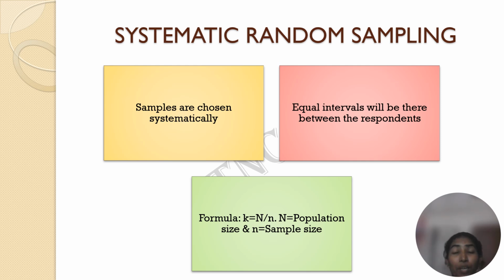If your k value is 8, then you can write chits containing 1 to 8, and then pick one chit. If it comes 2, then the second person in the list will be your first respondent, and 2 plus 8, the 10th person in your list, will be the second respondent. Next, 10 plus 8, 18. The 18th person in the list will be your third respondent, and it goes on similarly.